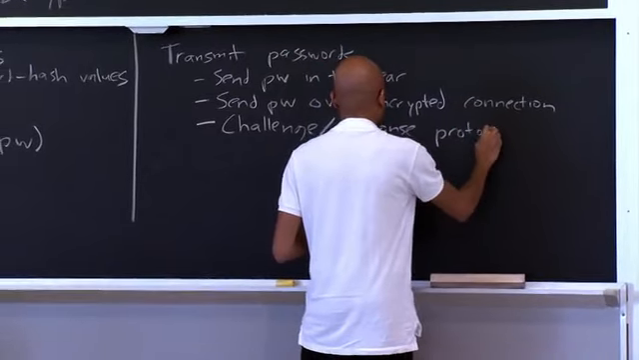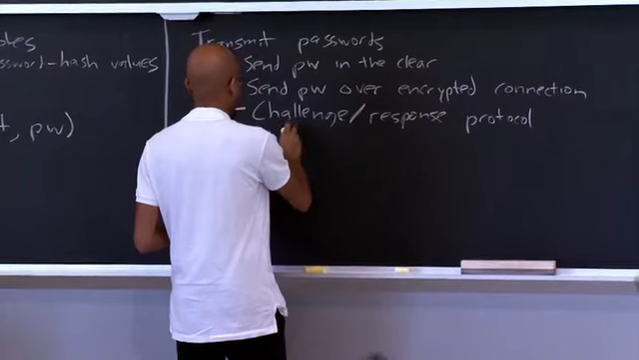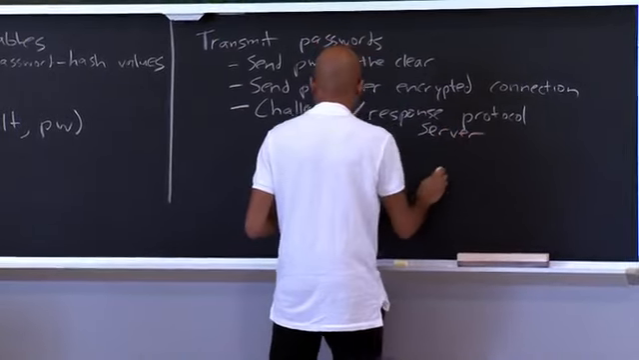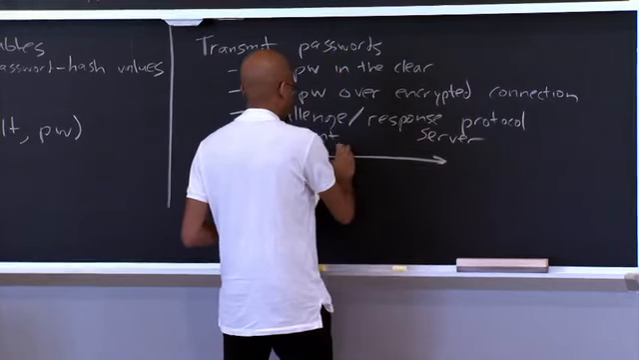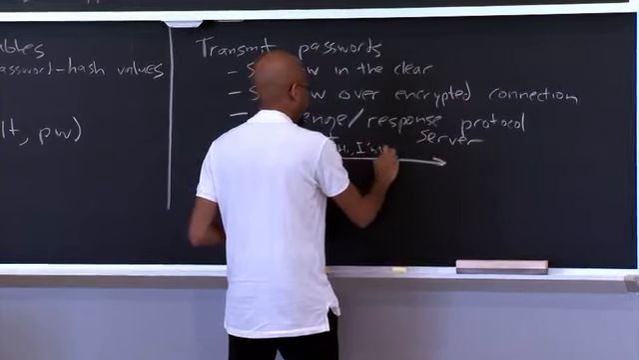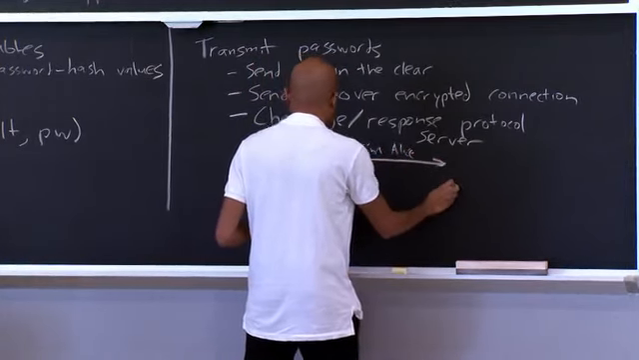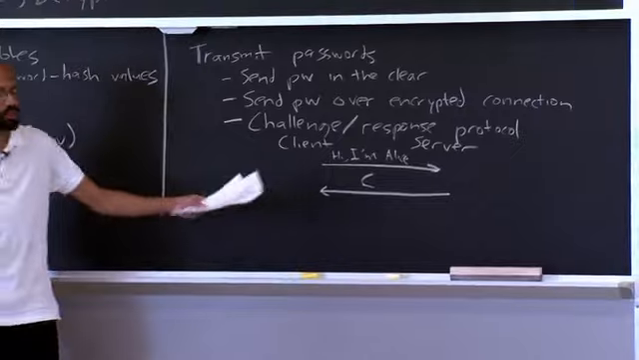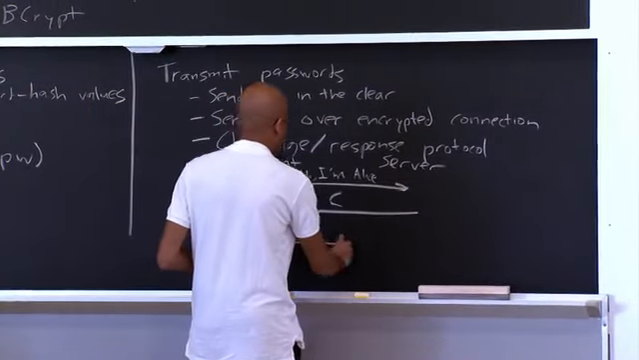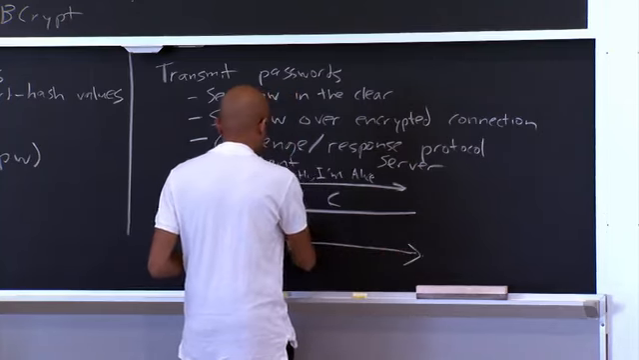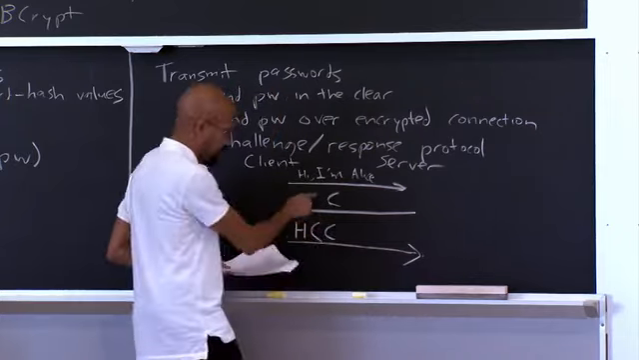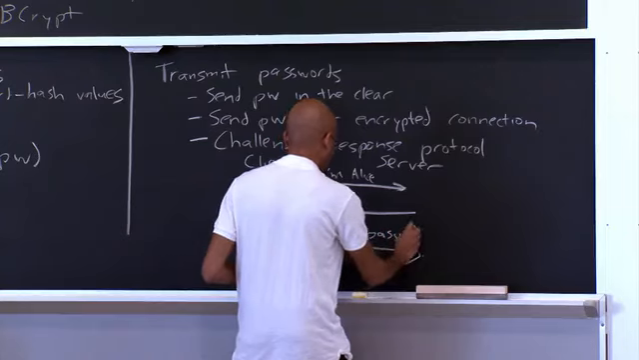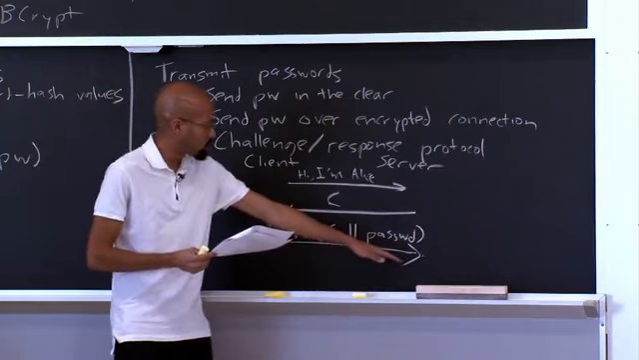And here's an example of a very simple challenge response protocol. So let's say we've got the client here, and then we've got the server over here. So the client says, hi, I'm Alice. And then the server responds with some challenge C, right? Some quantity that the server got to pick. And then the client is going to respond with the hash of that server sent challenge, and then you can concatenate that with the password, right?